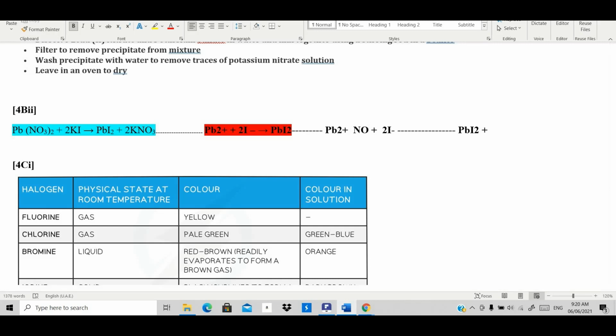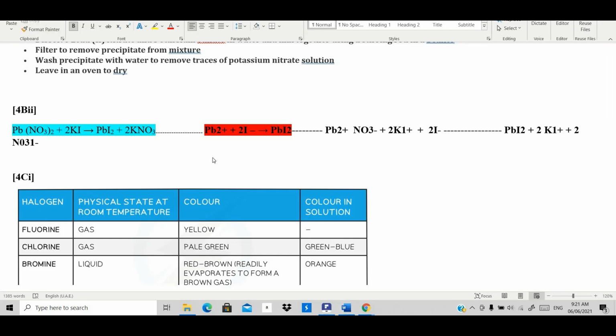Okay, guys. So firstly, you need to write the chemical equation. Then you have to write all the ions present here. For example, Pb2 plus. We have NO3 1 minus, twice. We have 2K 1 plus. Then we have 2I 1 minus. Then the product side will include Pb2 plus, and so on. We'll write all the ions present in this.